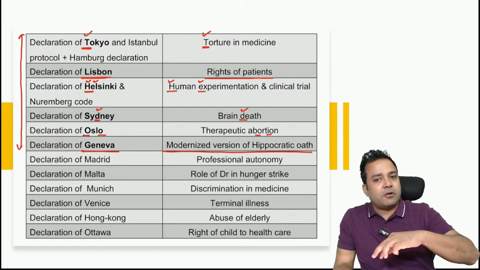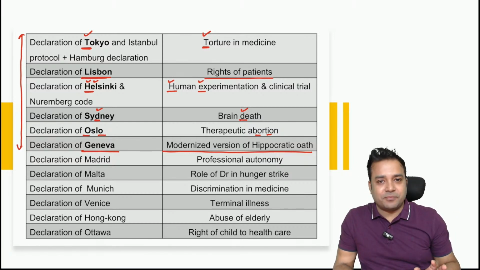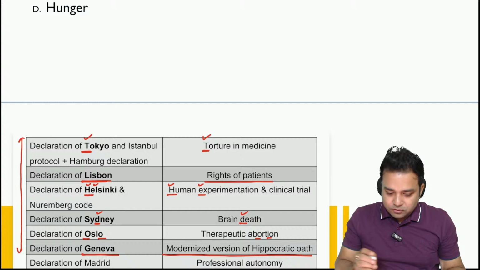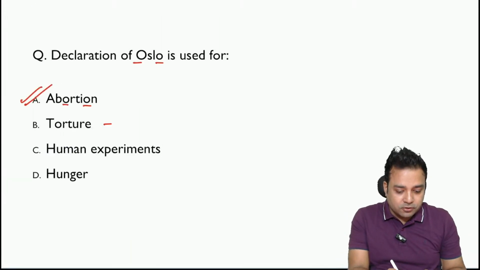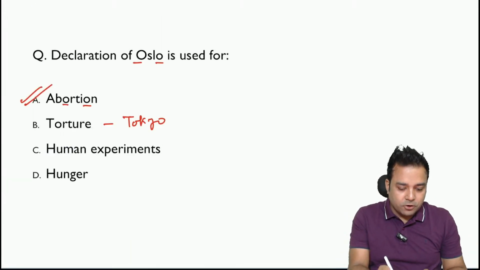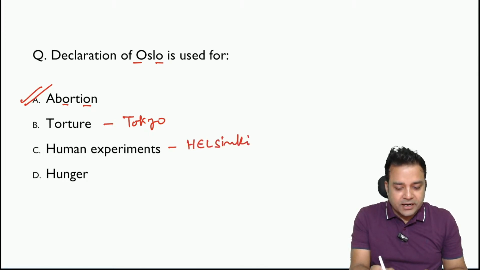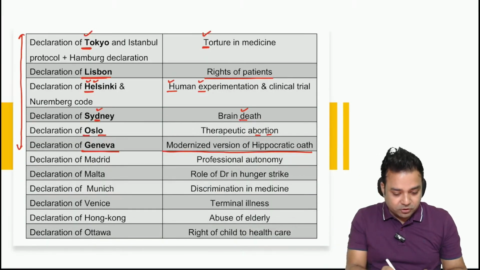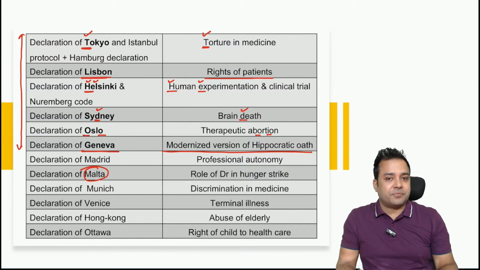So this is particularly an important question for the INICET exam. Here also I can write: torture goes with Tokyo, human experimentations with Helsinki, then hunger goes with Malta, the Declaration of Malta. This can be remembered because it was one of the options in the exam this time.